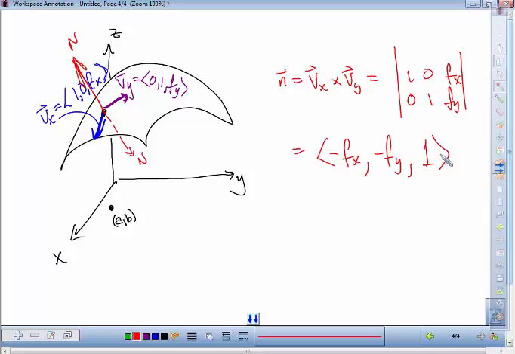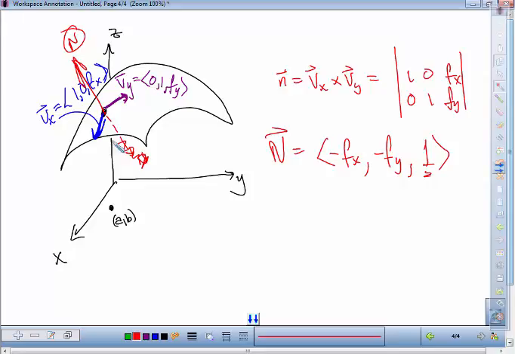Which one of these vectors did we find? The one going up or down? The one going down? Are you sure? The z is positive, so it's going up in z. So this is the vector that we found. So Vx cross Vy, right-hand rule pointing up, you'll also get the same result if you use the right-hand rule. All right.